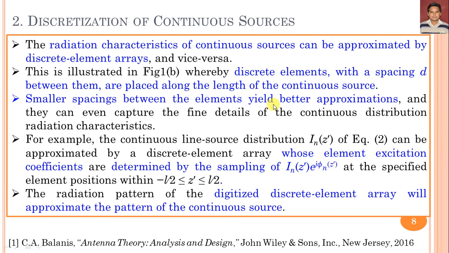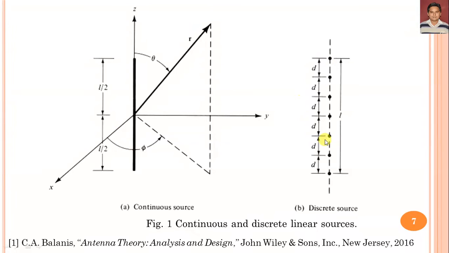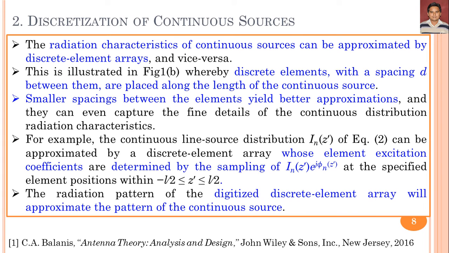Smaller spacing between the elements yields a better approximation, and they can even capture the fine details of the continuous distribution radiation characteristics. If the distance between two point sources is very small, as we have discussed in the infinitesimal dipole, a similar procedure can be adopted here also for the discretization of the continuous sources. In that case, we have considered one example.